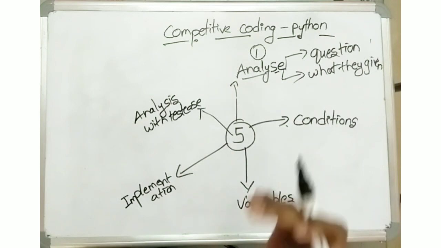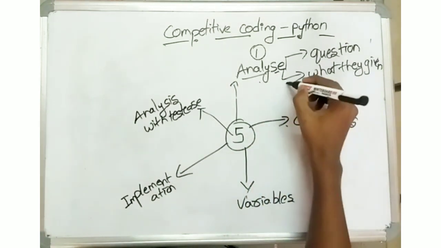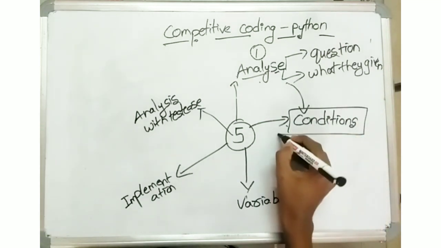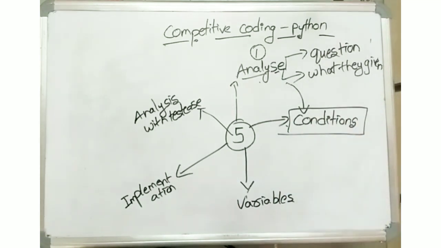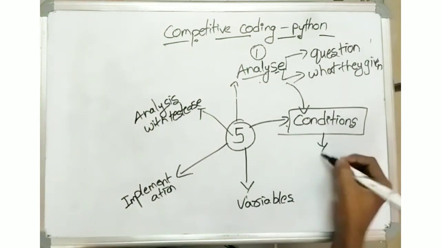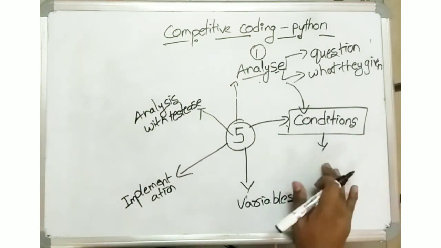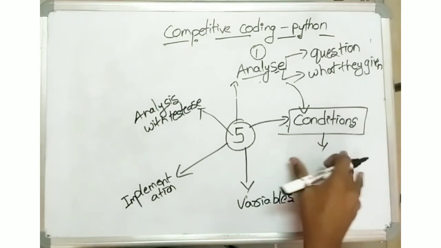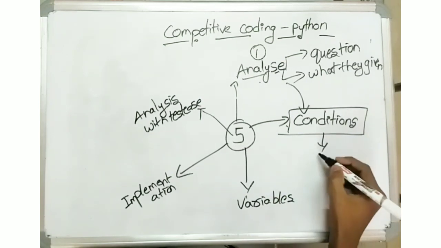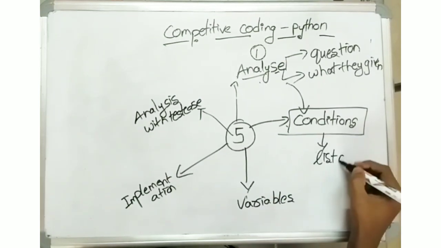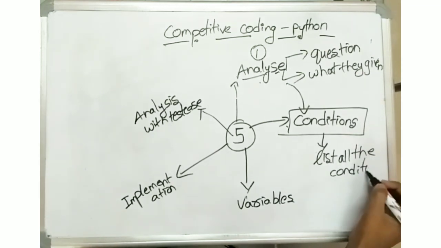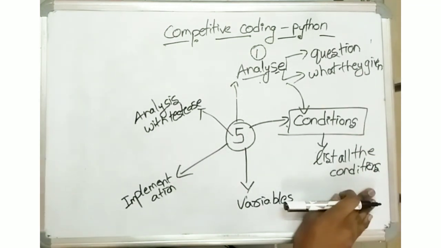After drawing some conclusions in the first phase, we will jump into the second phase. What is the second phase? It is called conditions. Conditions means to solve the given question we have to satisfy some conditions. For every question we need to satisfy some conditions to get our required output. So list all the conditions that we require to get the required output.